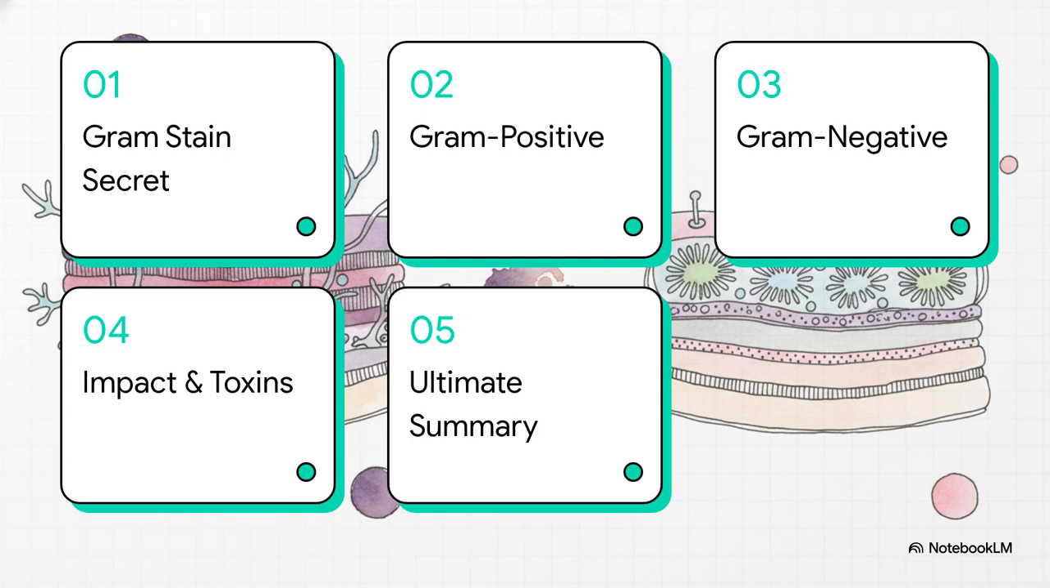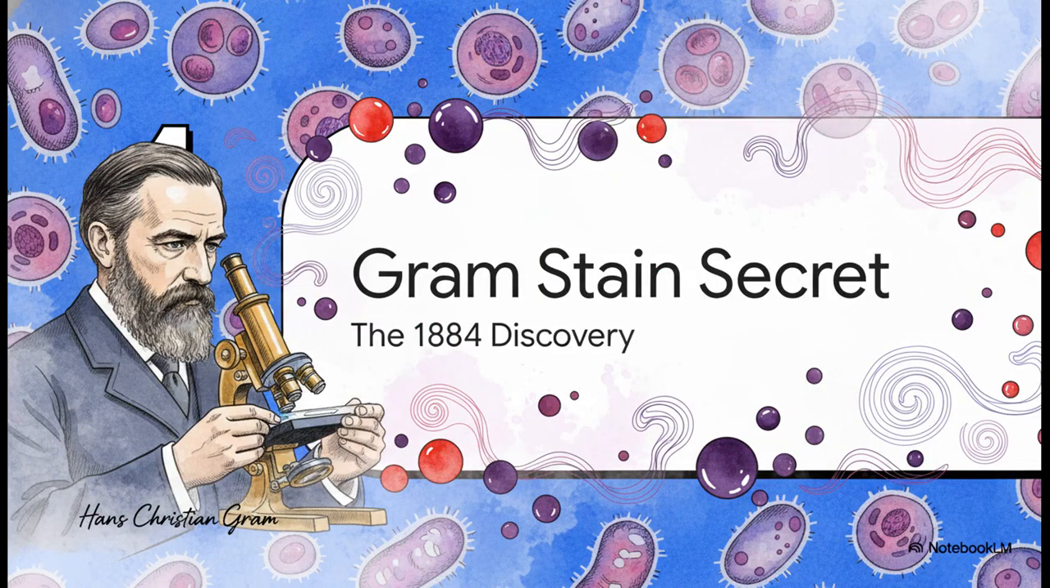Okay, here's our game plan for today. We'll start with the Gram-Stain secret, then look at gram-positive, thick and purple, followed by gram-negative, thin and pink. After that, we'll dive into clinical impact and toxins, and wrap it all up with the ultimate exam summary. All right, let's dive right into section 1, the Gram-Stain secret.